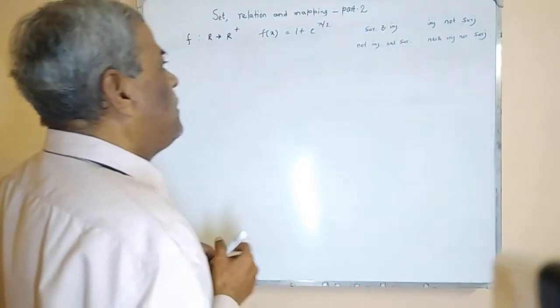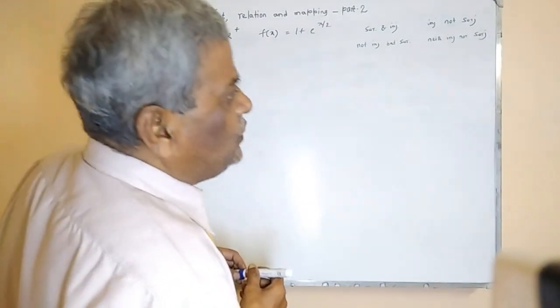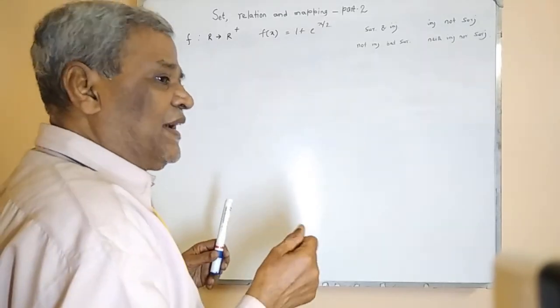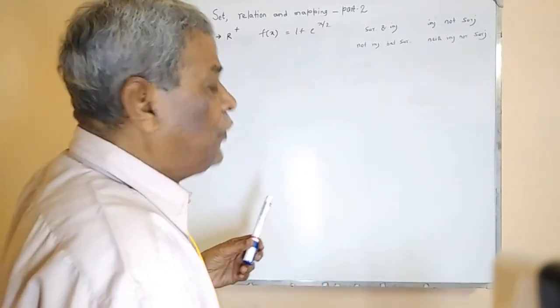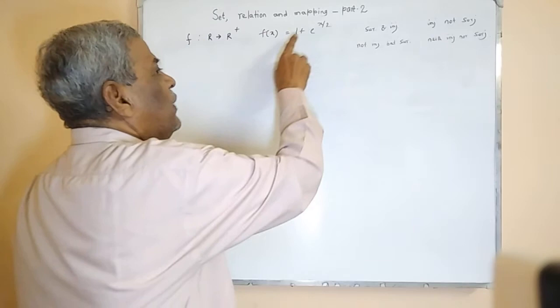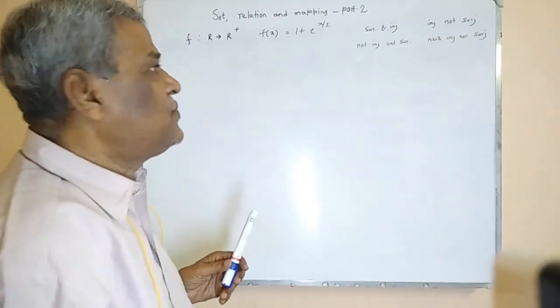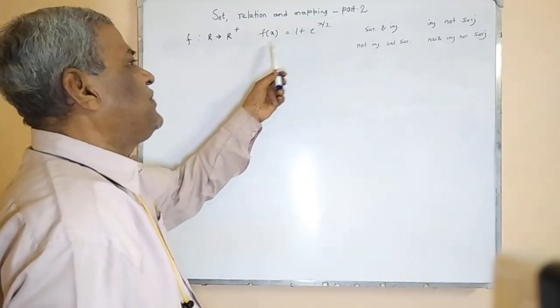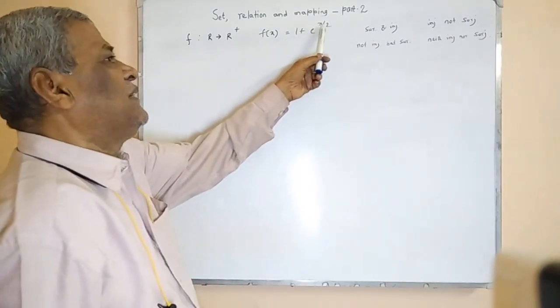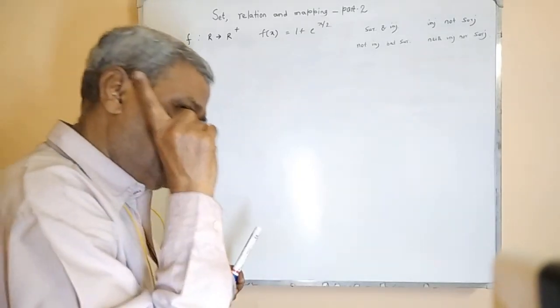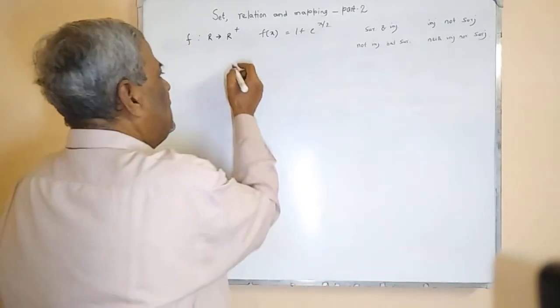So first of all, we try to find whether it is injective, meaning one-one, or not. Now you see this function f(x) equal to 1 plus e to the power x by 2 is an increasing function. So it must be one-one.